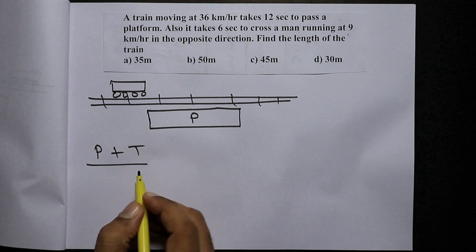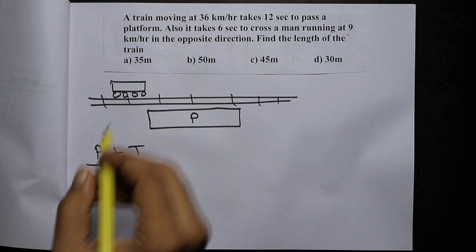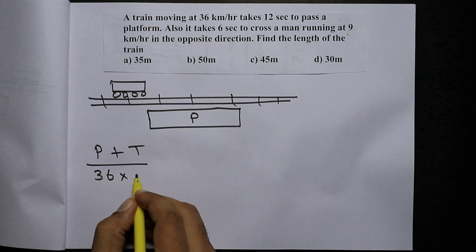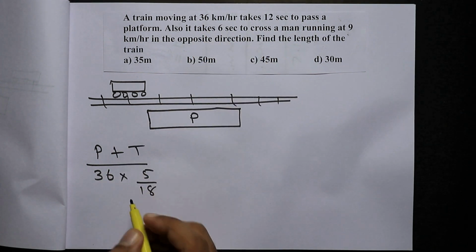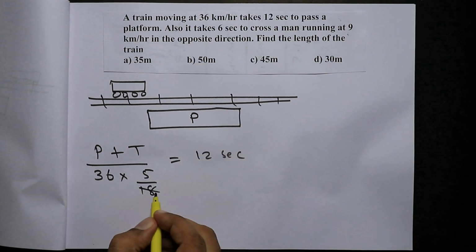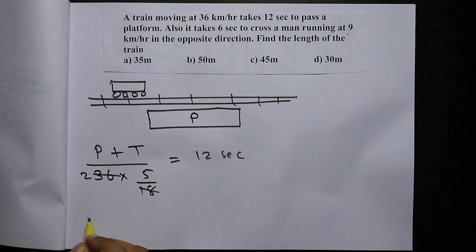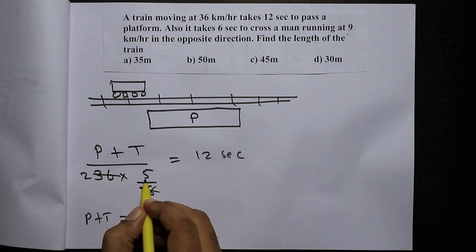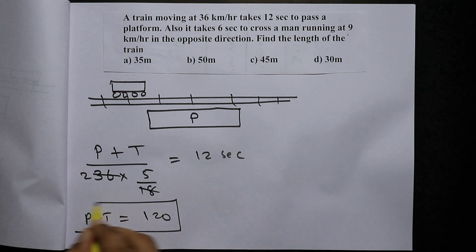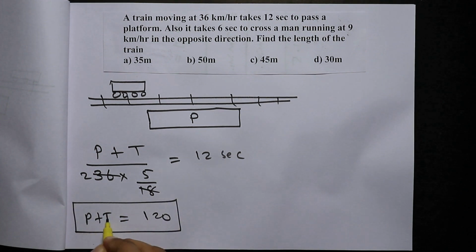So distance by speed gives you time. The train is moving at 36 kilometers per hour. We'll convert it into meters per second. We'll multiply by 5 by 18. And that time is given as 12 seconds. Here 18 divides 36 two times, from which you will get P plus T is equal to 2 into 5, 10, 10 into 12, 120. So this is the first equation that we have. That is length of the platform plus length of the train. Total length is 120 meters.